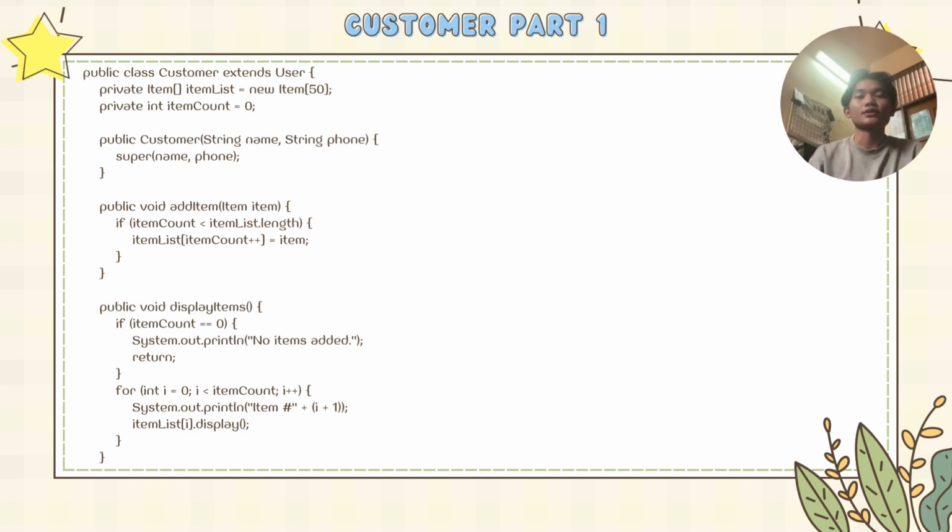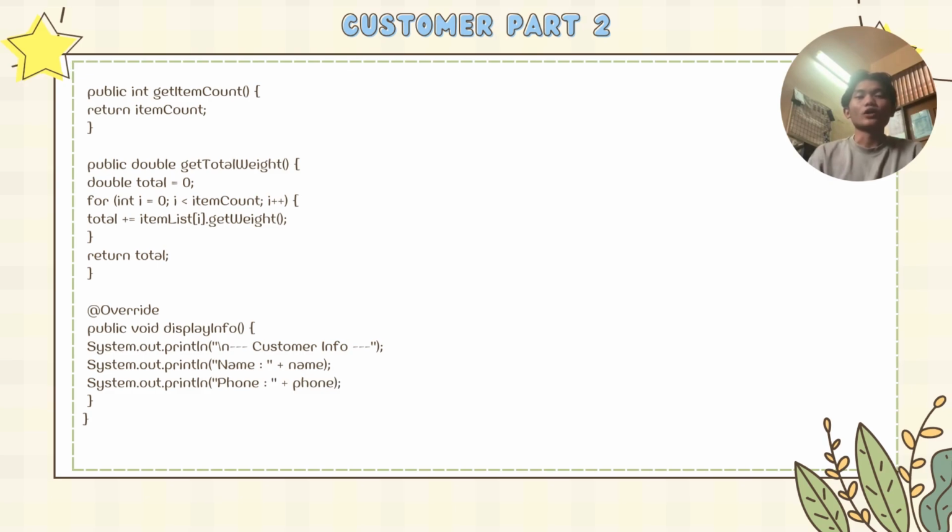Next one is to track the total number of items. We use item count, and we also added a get item count method to return that value. We also included get total weight, which adds up the weight of all items, useful if we are dealing with shipping or delivery logic. And finally, we override display info to show the customer's details in a clean format. Overall, this class makes it easy to store and manage a customer's items while keeping their basic user info accessible.